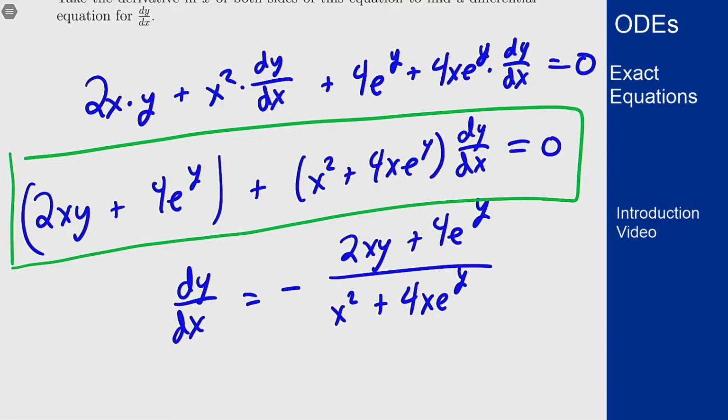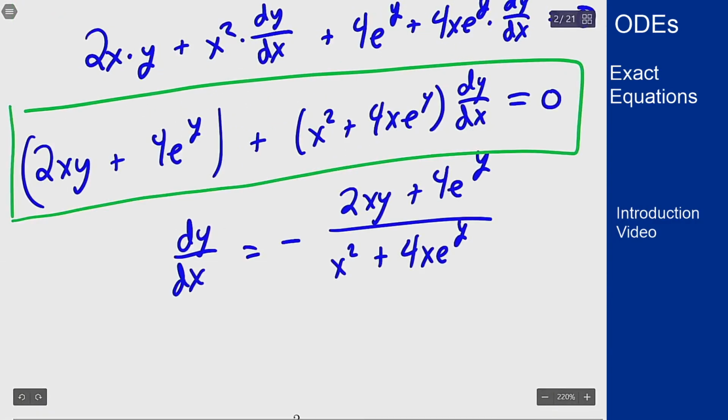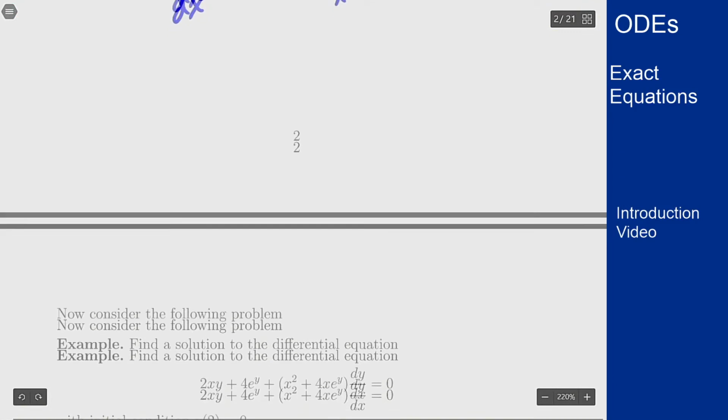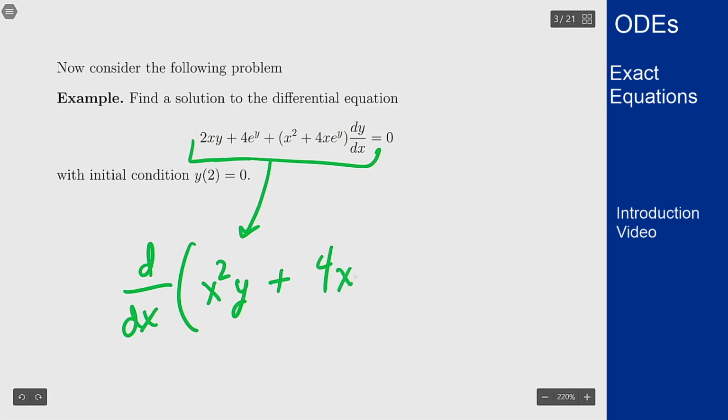Now, a related question. Find a solution to the differential equation 2xy plus 4e to the y plus x squared plus 4x e to the y times dy dx equals 0, with initial condition y of 2 equals 0. Hang on a sec, that looks familiar. This is actually the exact same expression we had up here on the previous page. And our work in the previous problem tells us that this expression is exactly the derivative in x of x squared y plus 4x e to the y, set equal to 0.